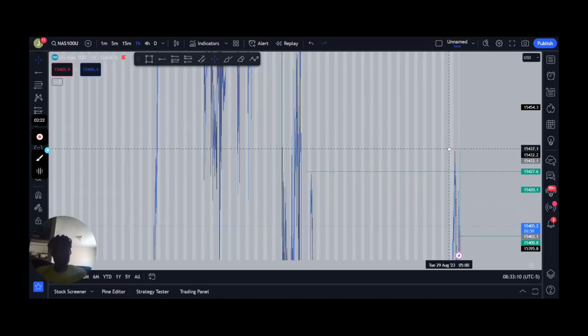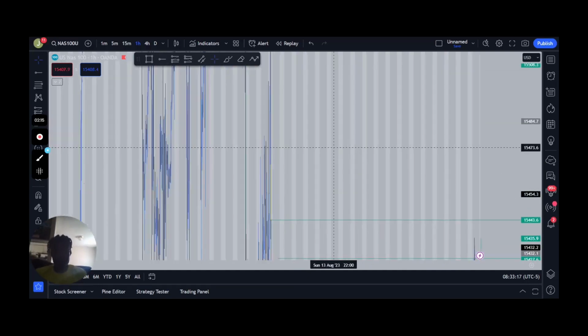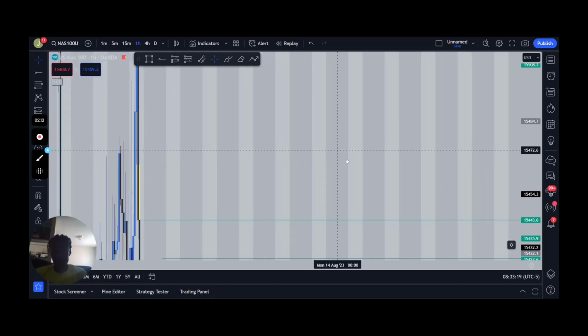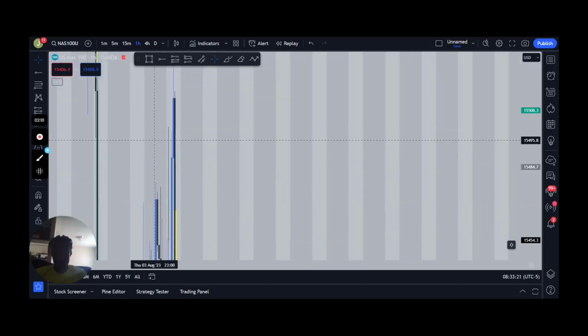My next targeted area would be here, and then after there, it's my TP2. My TP3 would be like around here, I guess.